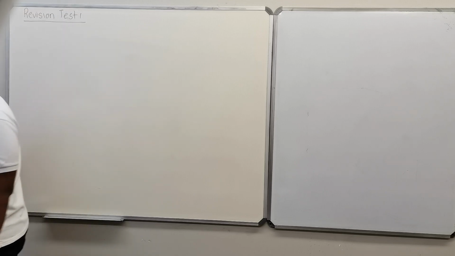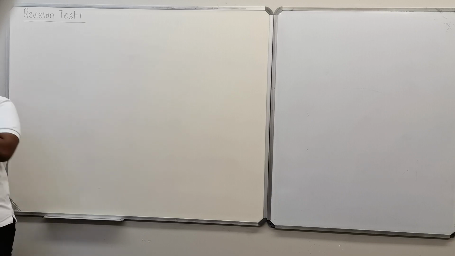Okay, looking at your revision for test 1. So, okay, let's go to the definitions, right? Let's just get that out of the way. For your resultant velocity, what's the definition? There will be a single velocity that would replace the effect of two or more velocities.